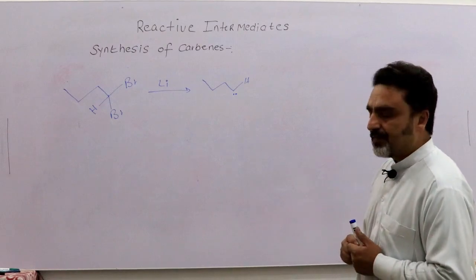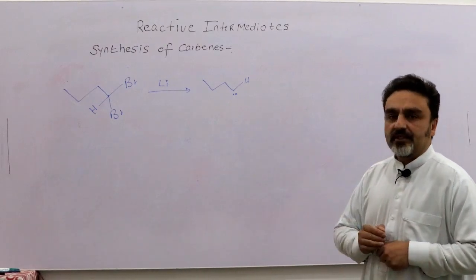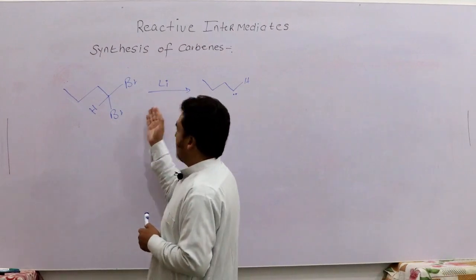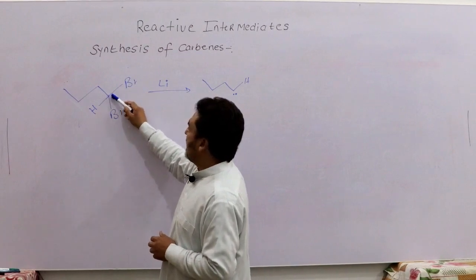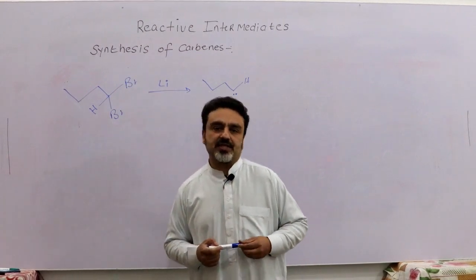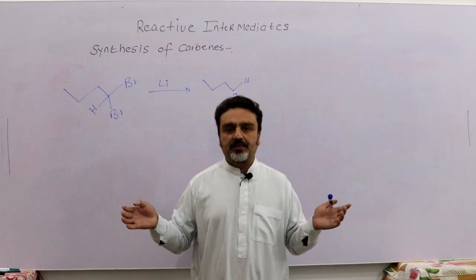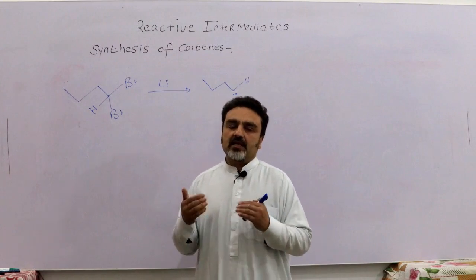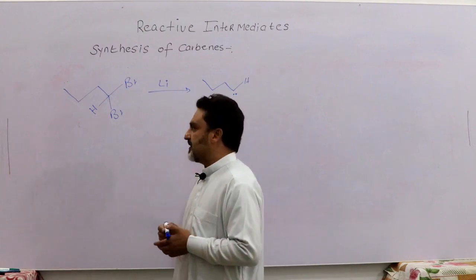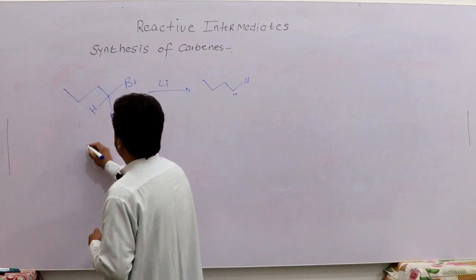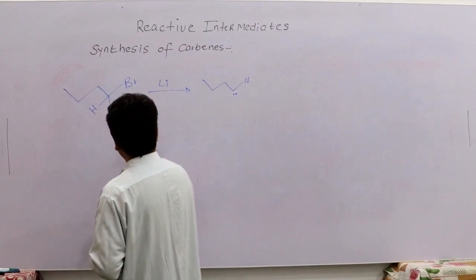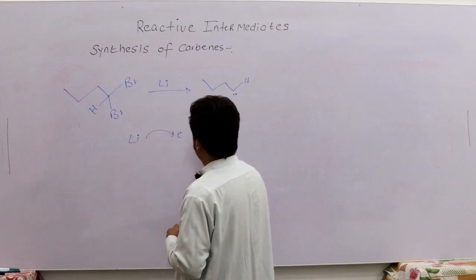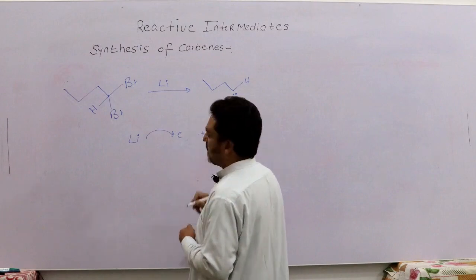How is it produced? As we know, lithium is an electropositive element or metal, and it can donate electrons. And as for the carbon-bromine bond, it has a very low sigma star. As the bromine atom is very big, it has a very low-energy sigma star, so the lithium electron can go into it and break the bond very easily. So what would happen? This lithium can give electrons and will itself become lithium positive.